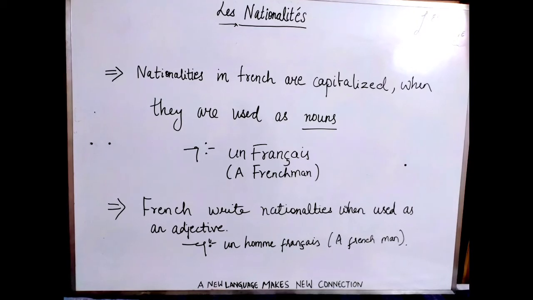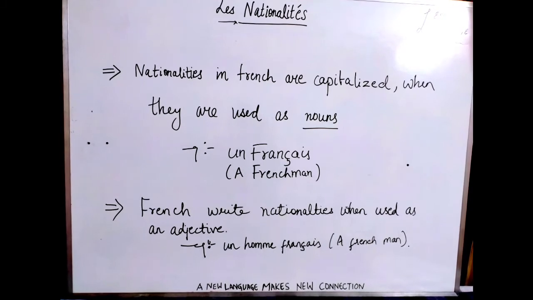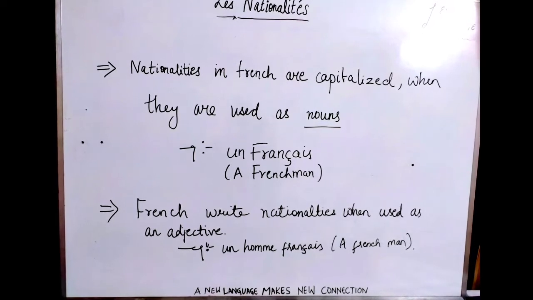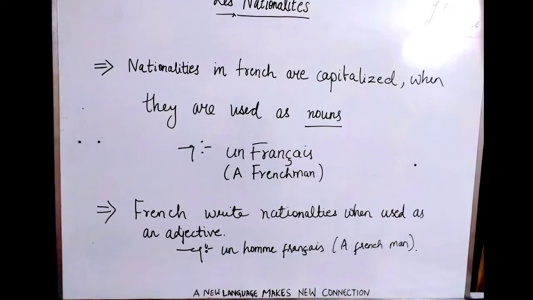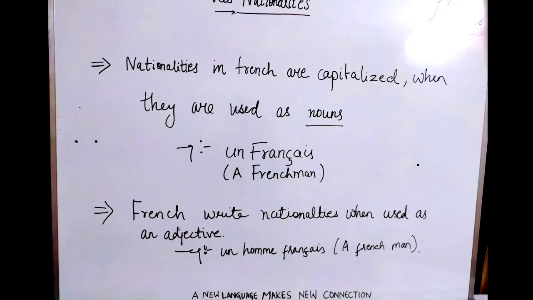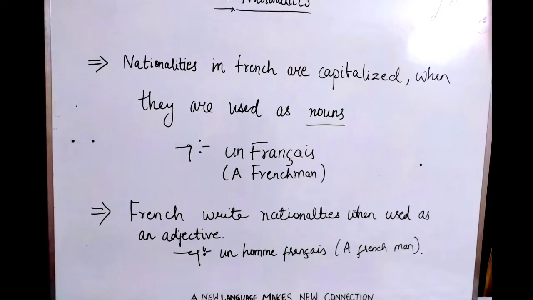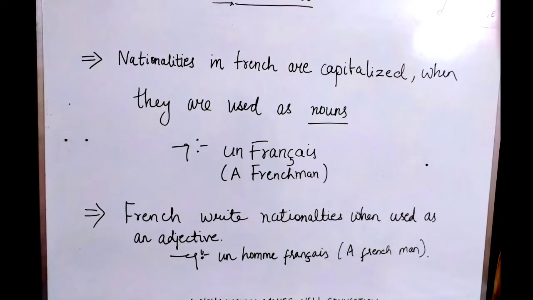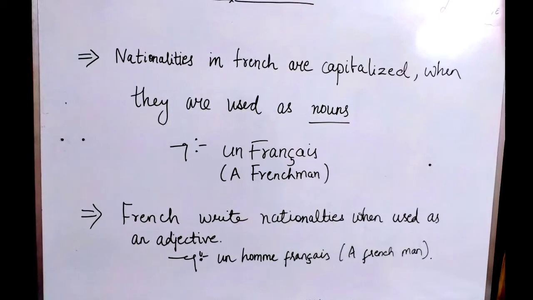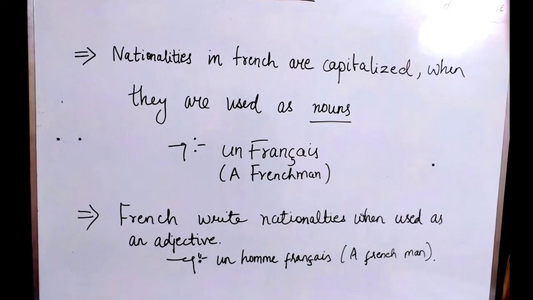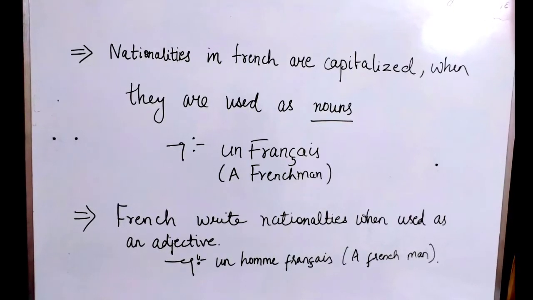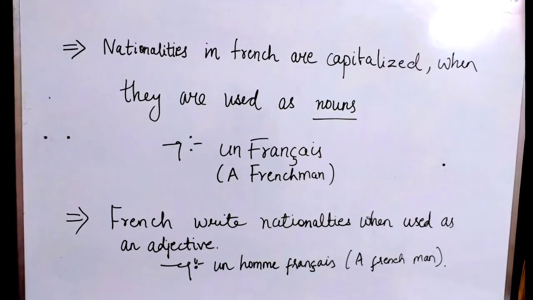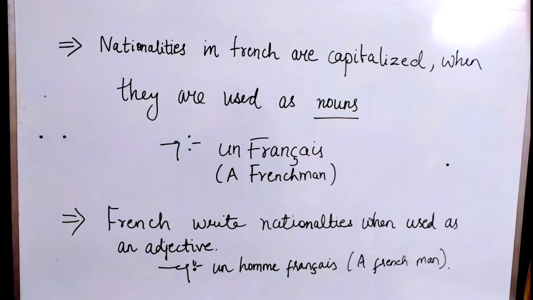So, let's begin. In French, nationalities are capitalized only when they are used as a noun. Have a look at the example. A Français. It means a Frenchman. Here we are using Français as a noun. While when we use nationalities as an adjective, that time we use it in lowercase. Un Français. A Frenchman. Now we are using nationalities as an adjective only, so that's why it is in lowercase.